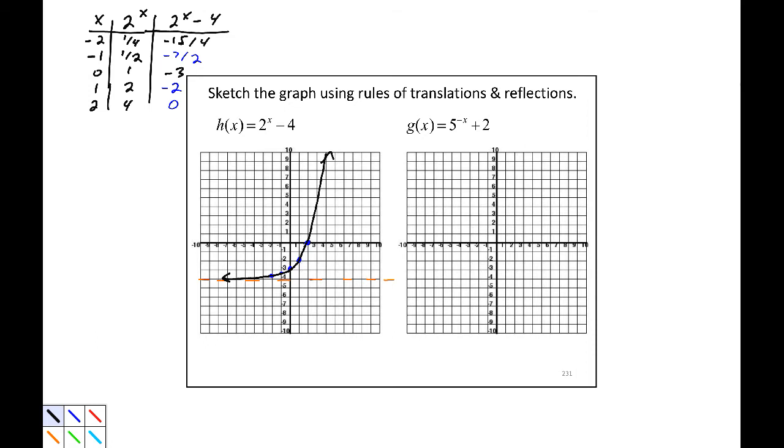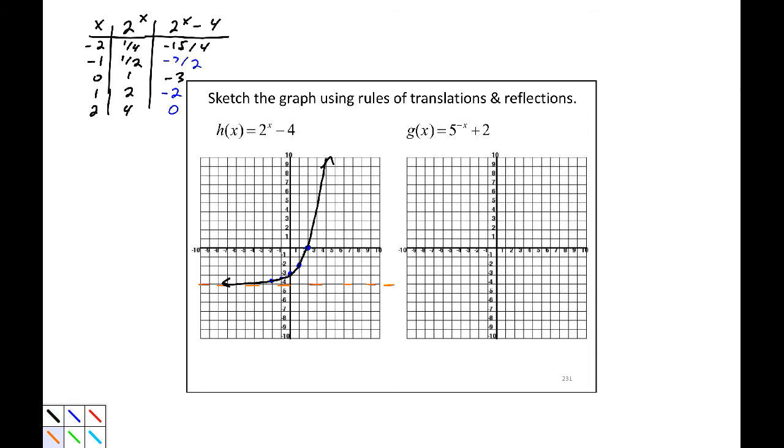Right, for our next function, we have 5 to the -x plus 2. So our horizontal asymptote should be up there at +2. And for 5 to the x, let me make a table. At -2, that would be 1/25. At -1, that would be 1/5. At 0, that would be 1. Again, they have the same y-intercept. At 1, that would be 5, and at 2, that would be 25. So those are some points we have.